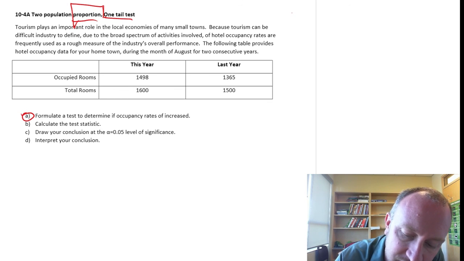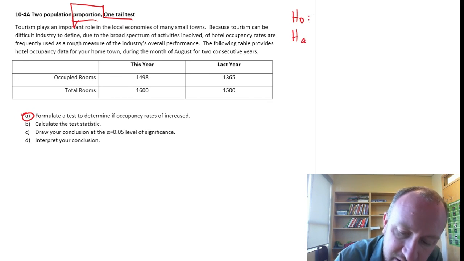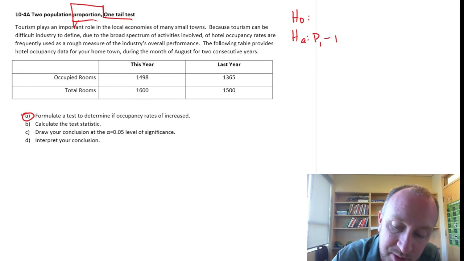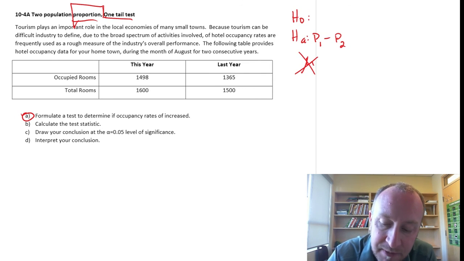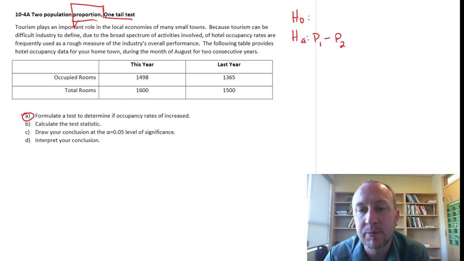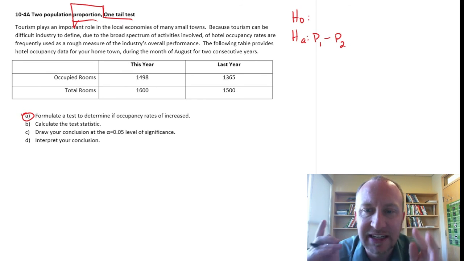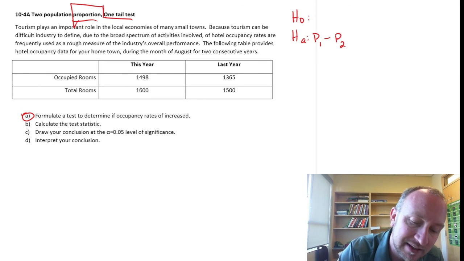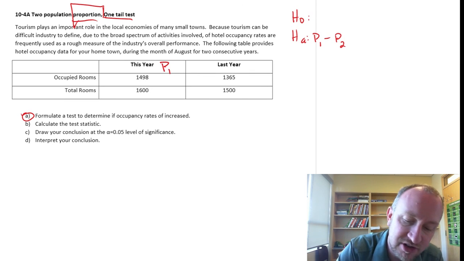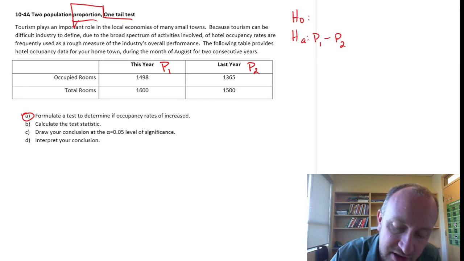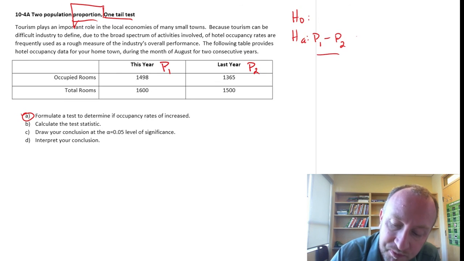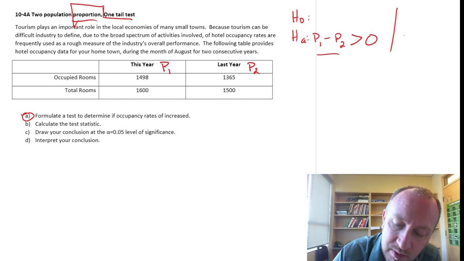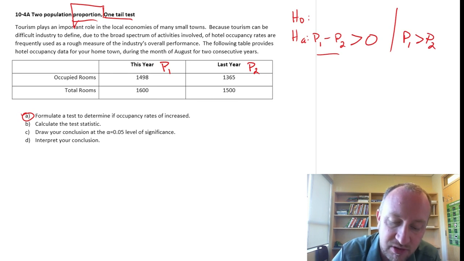So what I want to do, I'm going to formulate our test here with our null and alternative. Now it's important to note that we're working with proportions, so our notation has to reflect that. I'm not using mu anymore because it's not a mean, now it's a proportion. So what I want to show is that the difference in proportions has increased. So when I hear increased, I think of an upper tail test. So that means that I'm going to define population 1 as this year, or proportion 1 as this year, and last year will be proportion 2. So that when I have this difference, P1 minus P2, I want to show that that is positive, which is the same as saying P1 is greater than P2. So that would show that the proportion this year is greater than the proportion last year.